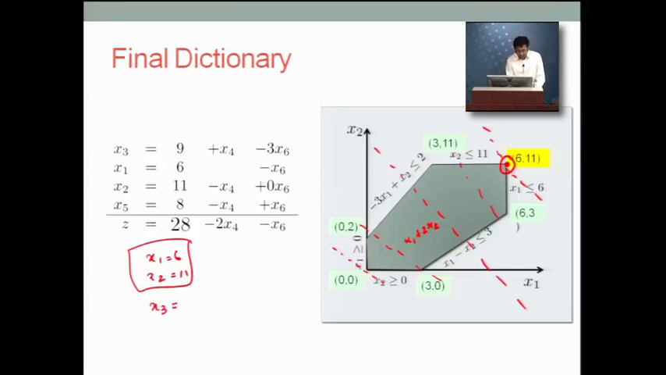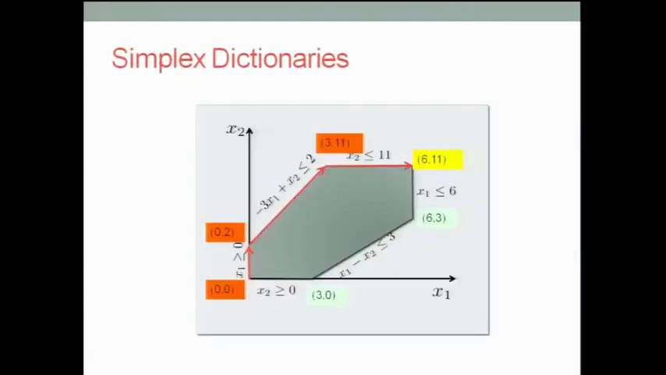And the slack variables from the original problem now have values: x3 is 9, x4 is 0, x5 is 8, and x6 is 0. Did I get that right? Hopefully I did. And you can check my work, and the final answer is 28. That's achieved at x1 equals 6 and x2 equals 11. Very good. So what has Simplex done? Simplex, as I said, has gone from here to here to here to here. Okay, there's an alternate path. If we had chosen a different entering variable in the first step, then we could have gone this way as well to achieve the same answer.